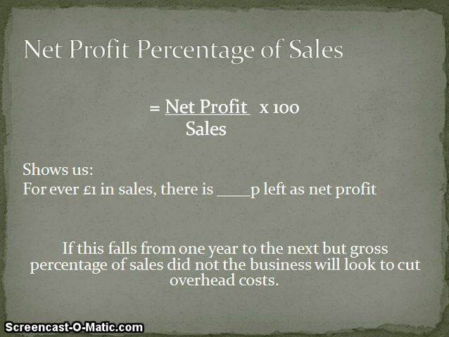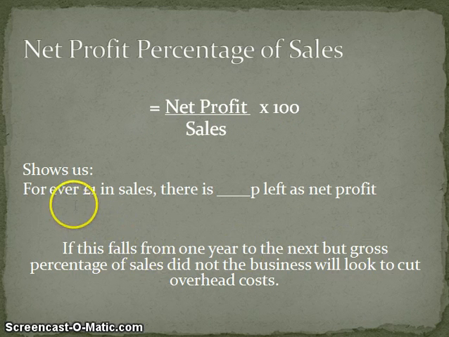Next, we're going to look at our net profit percentage of sales. As you can see, the title and the formula are very similar. It's just this time we're talking about net profit as opposed to gross profit. Net profit is our final profit, and so we tend to care a little bit more about this formula. So we take our net profit, we divide it by sales, and we times it by 100.